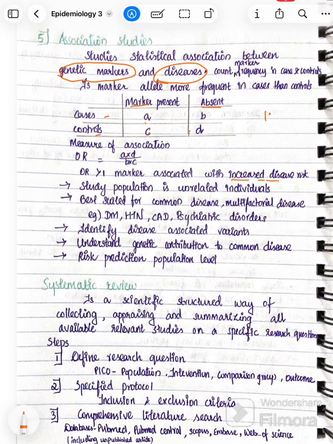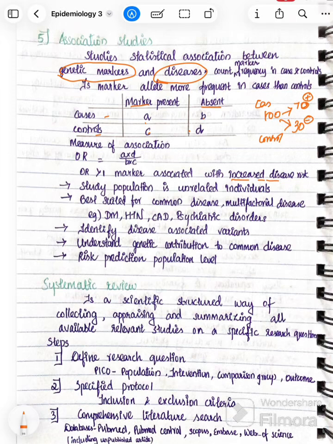Suppose we are taking 100 patients. In 100 patients, around 70 patients have that particular marker positive. 30 patients do not have the marker positive. This is for cases, and for controls also we'll be taking values and putting the values in the 2 by 2 table. The odds ratio will be calculated and we'll get the association.